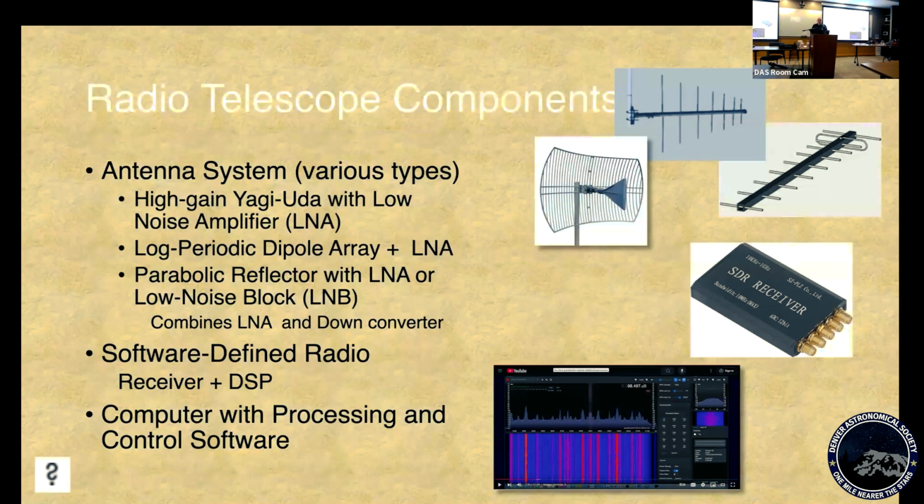Radio telescope. Let's start out with components. The thing that I want to show you today is based on what I'm showing you here. This is how we would set up an amateur radio astronomy telescope system. It involves three parts: the antenna, the software-defined radio, and the computer that runs the radio.